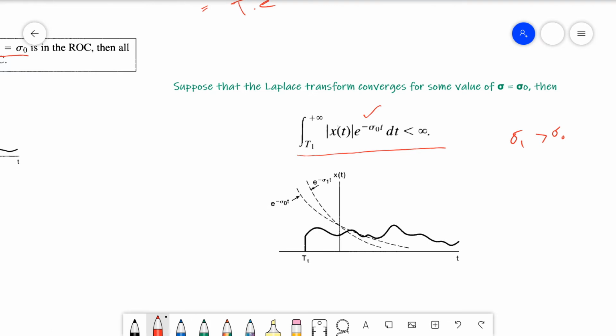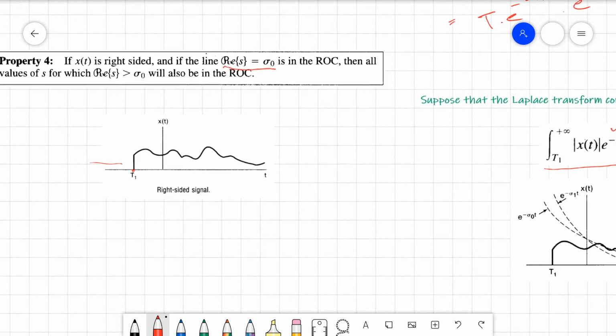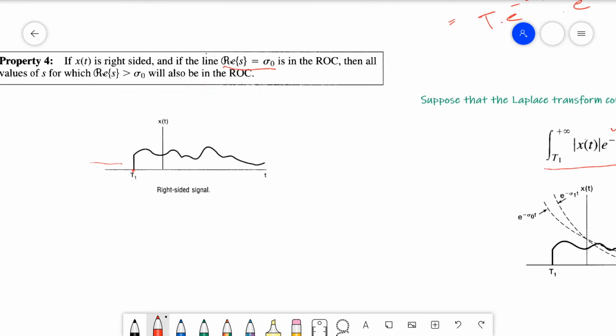So what does that mean? That means that for all the values which are greater than sigma naught, this integration will be converging, and all the sigmas which are greater than sigma naught will be in the region of convergence. So that's why we have said that any sigma which is greater than sigma naught will be in the ROC.